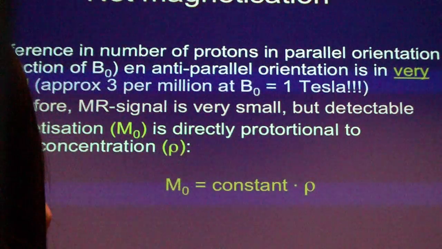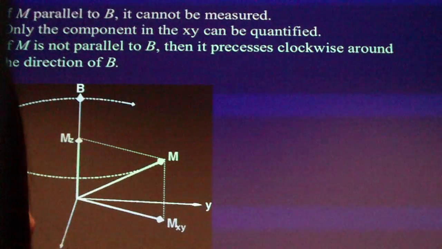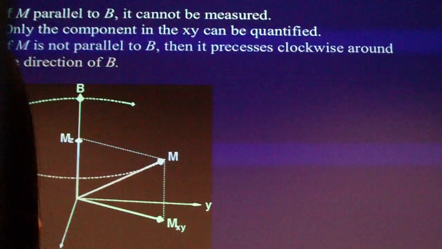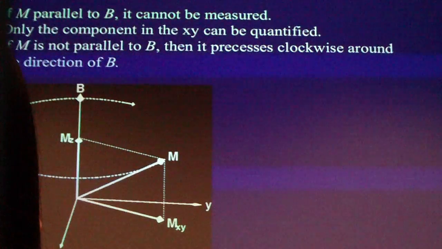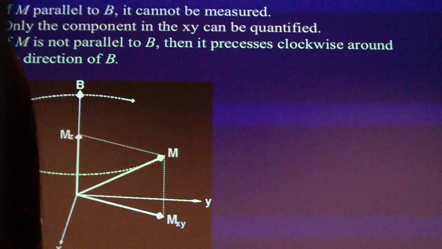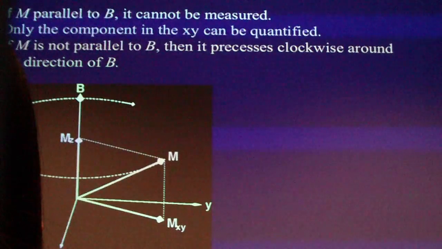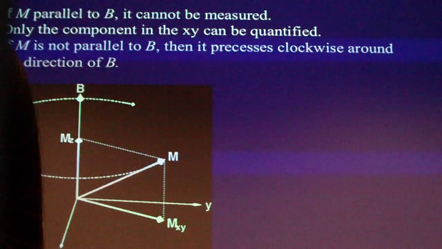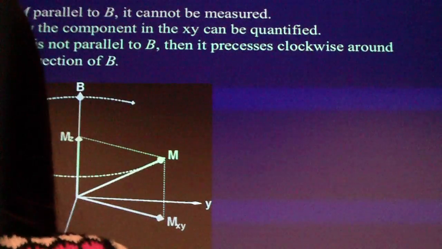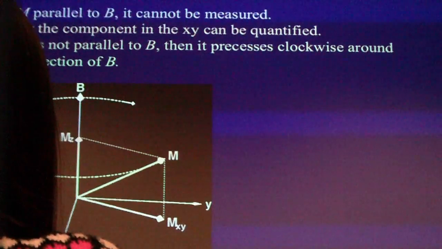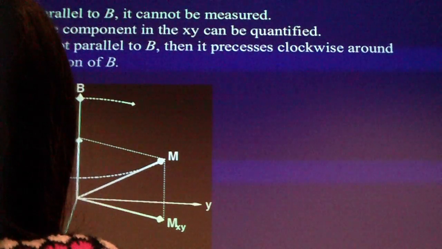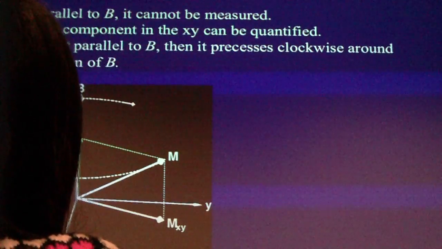Okay, and yeah, so this we leave for the moment. And now we have a problem because we have a very strong magnetic field and we have a very small net magnetization that we want to measure, and they are in the same direction. We cannot measure this because it's a very small difference. So what we want to do is take this small net magnetization out of the way of the strong magnetic field from the scanner.